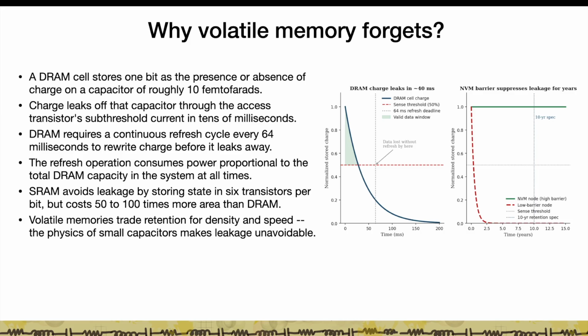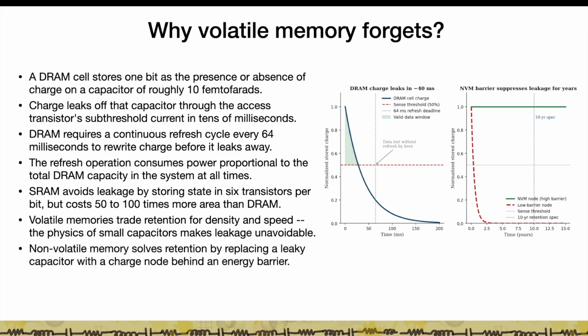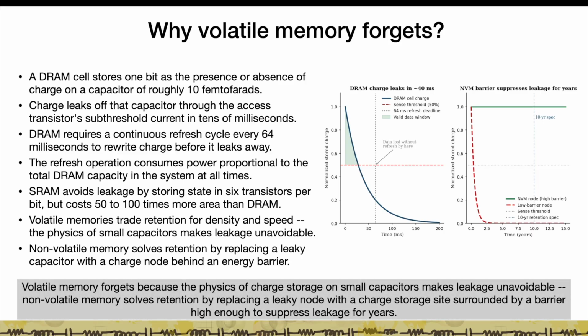The right panel is the non-volatile solution in schematic form. Replace the decay capacitor with a charge node surrounded by an energy barrier. Make the barrier high enough that the thermal leakage current is negligible. Not on a millisecond scale, but on a decade time scale. That is the core physical idea behind every flash memory cell ever made. Remember that energy barrier is doing all the heavy lifting here.